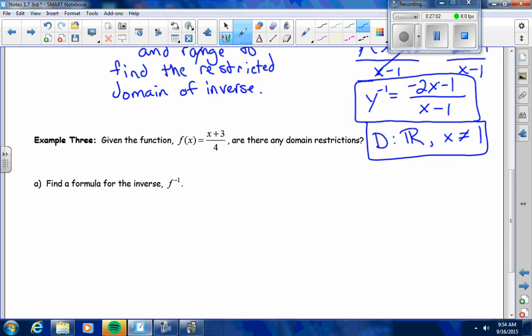Given the function f of x equals x plus 3 divided by 4, are there any domain restrictions? Look at that. x plus 3 divided by 4. Think about how you could write that. 1/4 x plus 3/4. What would the graph of that look like?